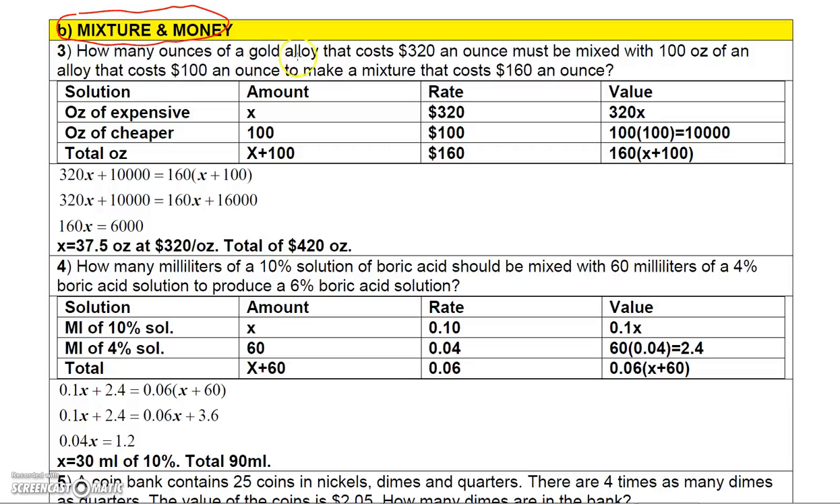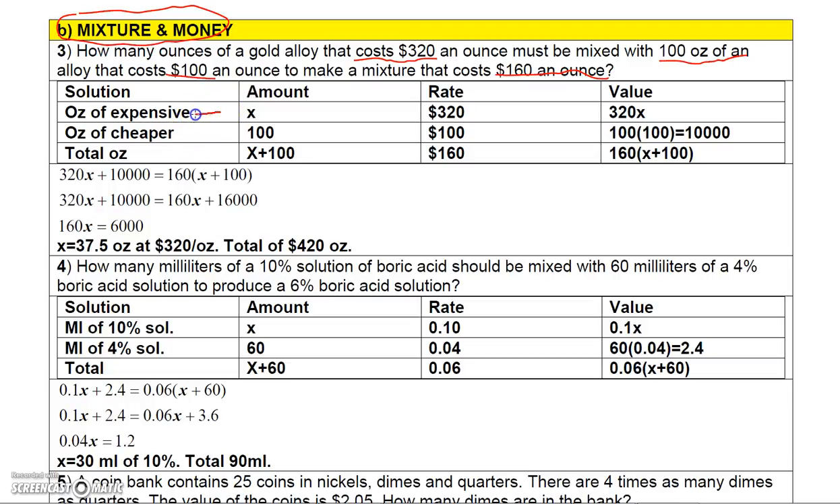It says how many ounces of a gold alloy that costs, that means it costs $320 an ounce, must be mixed with 100 ounces of another alloy that costs $100 an ounce in order to make a mixture that costs $160 an ounce. Okay, so we're basically mixing two alloys together. And so we've got two alloys.